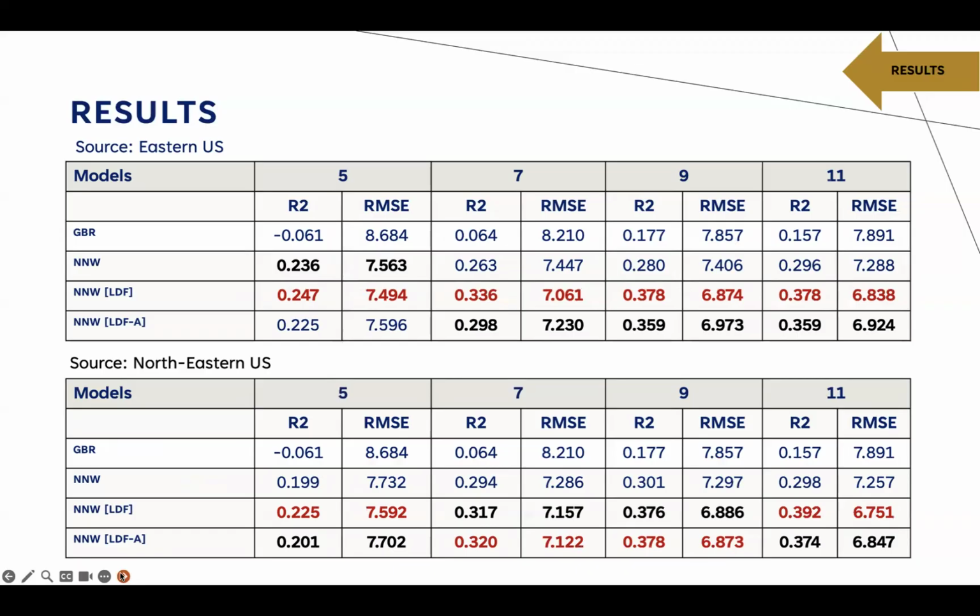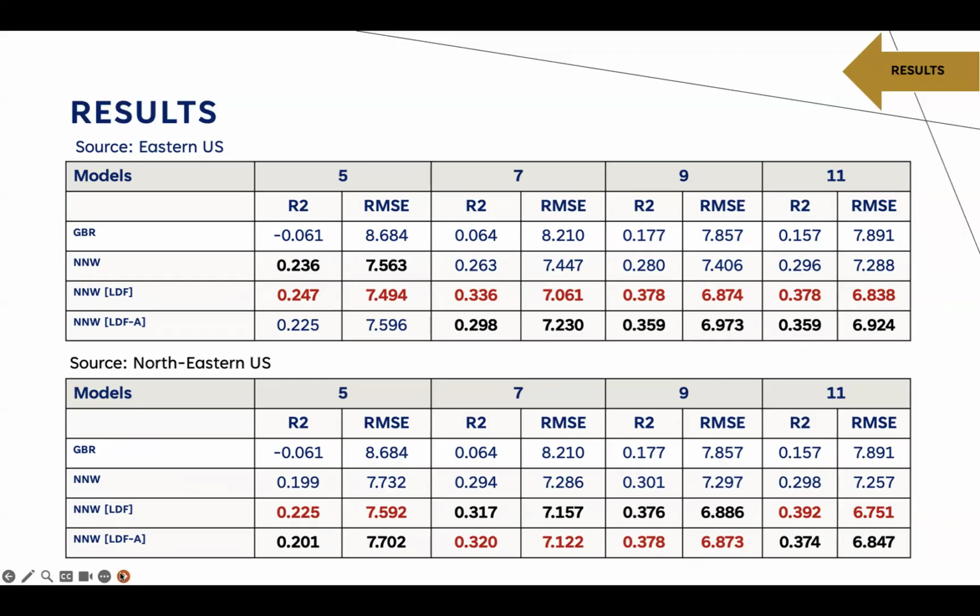So to just see which models were performing best, since NNW was performing the best in transfer learning and GBR was performing the best in ML, we just took those two models. And then we used NNW-LDF, which means the NNW model with the LDF feature, and NNW-LDF-A, which is the NNW model with the LDF-A feature.